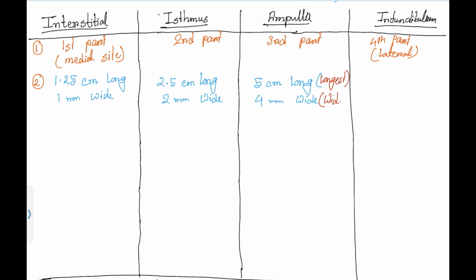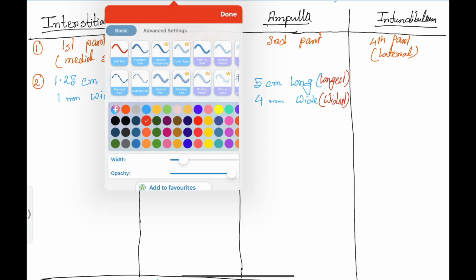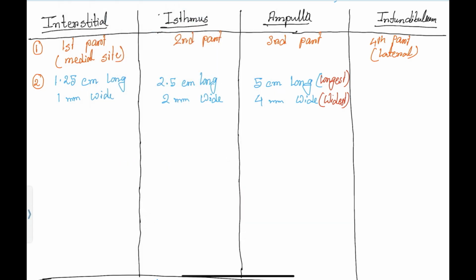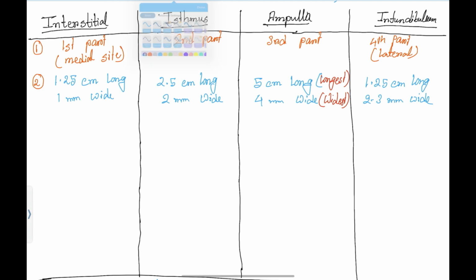Longest and widest. What about this infundibulum? It is 1.25 centimeter long and 2 to 3 millimeter wide. So these all are the length and width of the different portions.